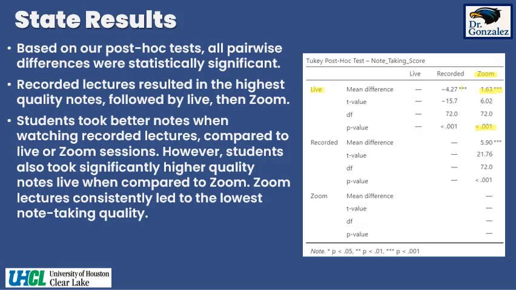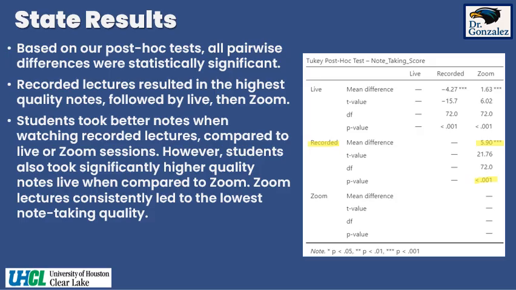Now, our last one that we need to compare is going to be in the second part of this chart right here. We need to get one more comparison. We're looking at recorded notes or recorded instruction with Zoom. Okay, so here I see that my difference is 5.90. It is starred. The value of the p-value is less than 0.001. So that means there's a significant difference between the recorded notes and the Zoom notes.